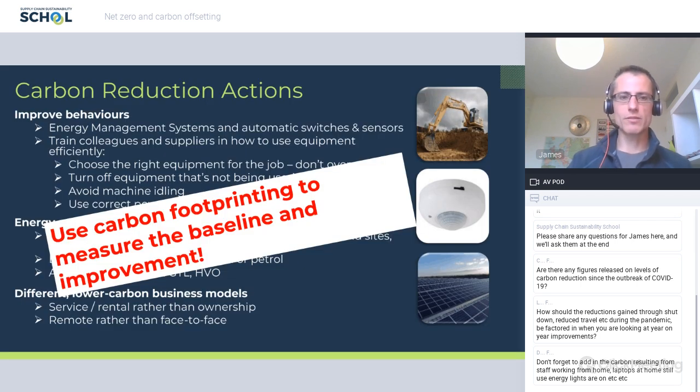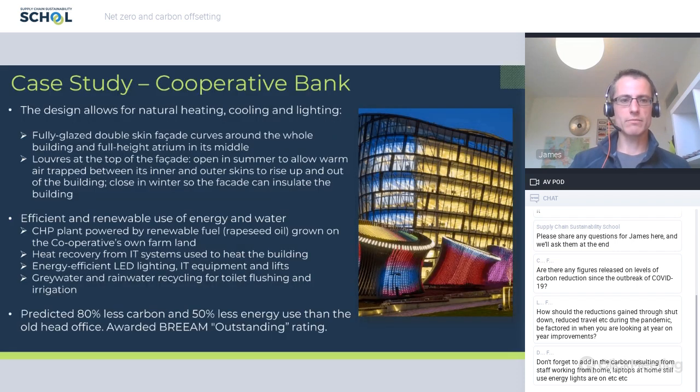Okay. And yes, using carbon footprinting to measure that and understand what the improvement is, how well you've improved against your baseline. This is one example, the Cooperative Bank's headquarters up in the Northwest. When they redesigned their offices, their new offices, they very much took into account carbon, energy, water, waste in the design and the construction, and then the subsequent operation of the facility.